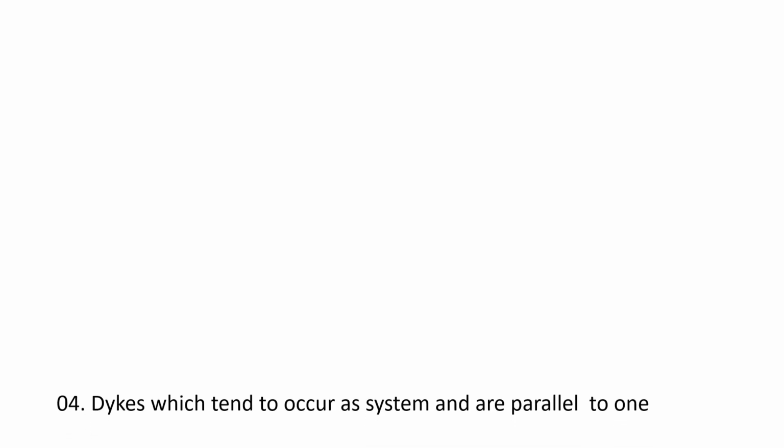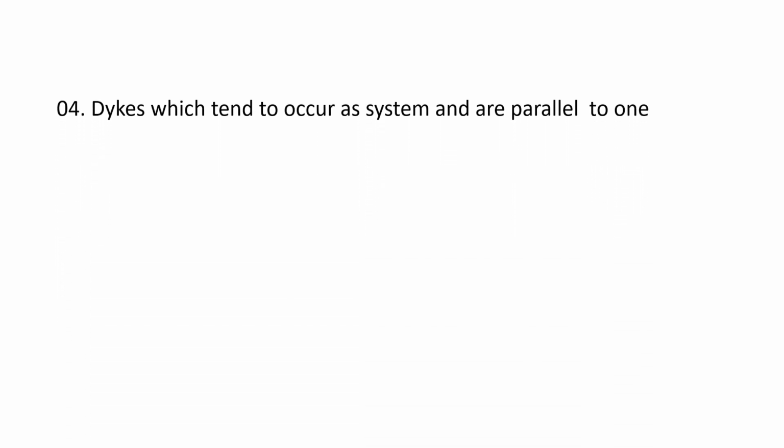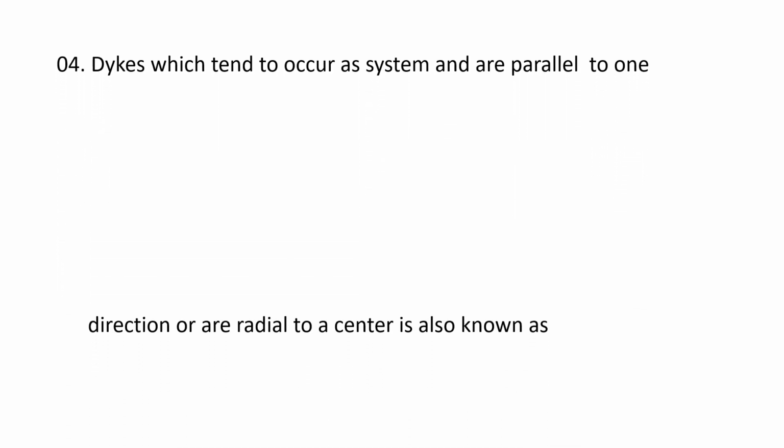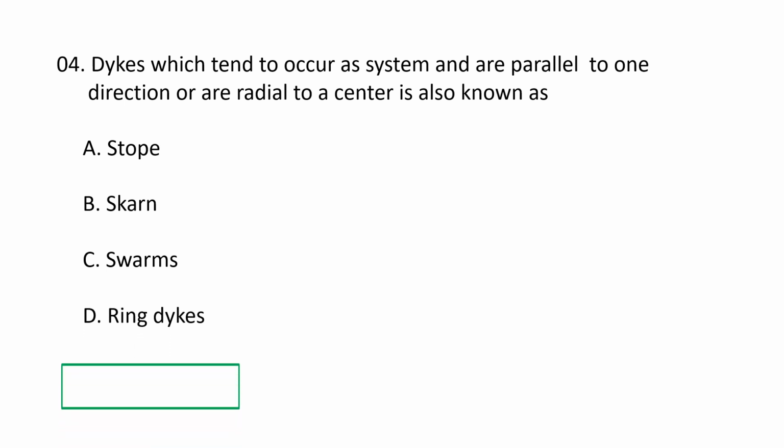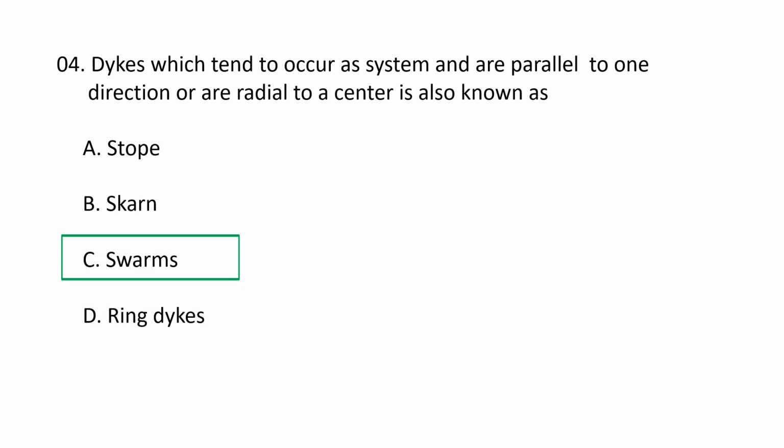Next question. Dikes which tend to occur as systems and are parallel to one another or parallel to one direction or radial to a center is also known as A. Stope, B. Skarn, C. Swarms and D. Ring dikes. So the correct option is dikes which occur as systems which are parallel to a direction or radial to a center is known as a swarm.